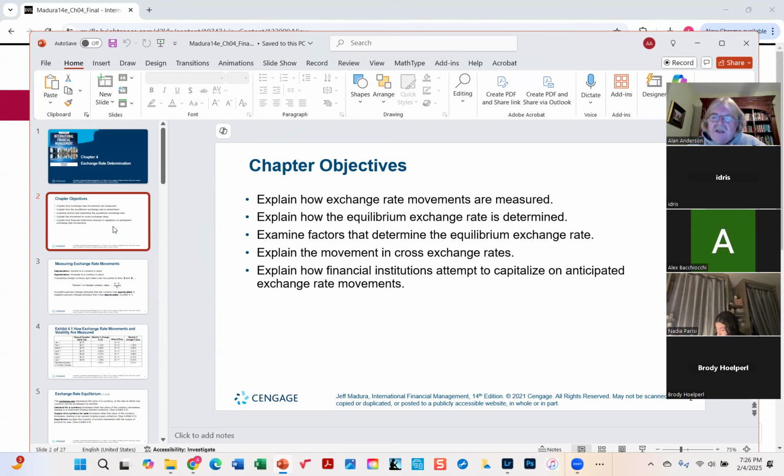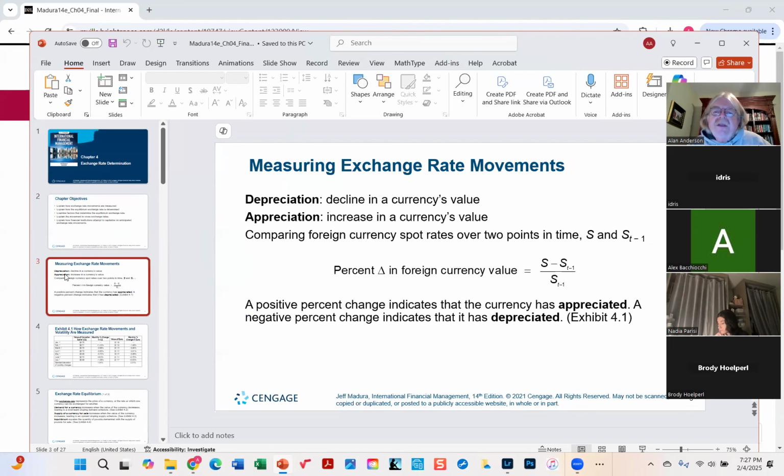We also want to understand how cross exchange rates change over time and how financial institutions try to profit from changes in exchange rates. In other words, how do they decide which currencies to hold, which ones to sell, and what type of hedging strategies they might decide to undertake. Okay, so we'll start by noting that the two basic ways in which an exchange rate can change is by either depreciation or appreciation. So let me show you a numerical example of this real fast.